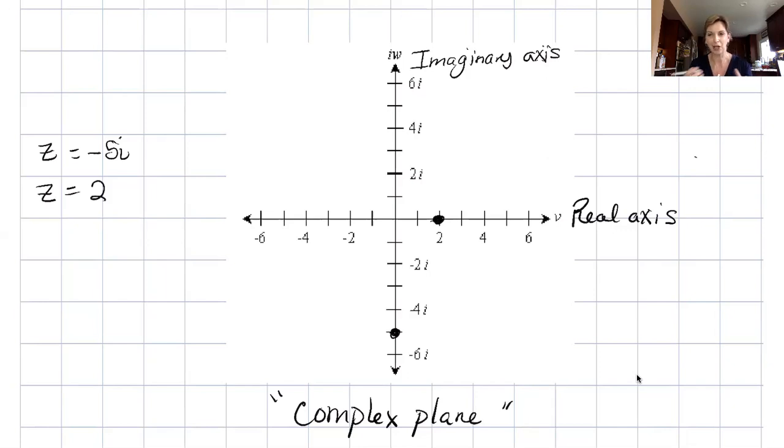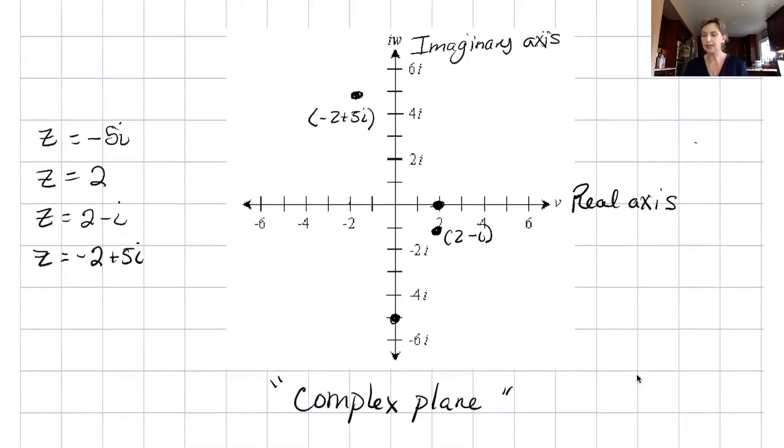Now let's do somewhere it's a combination of both real and imaginary. So we'd like 2 minus i. Then you would go over to 2 on the real axis and then down to negative i for the imaginary part. So that'd be 2 minus i. Or let's try another one, negative 2 plus 5i. Negative 2 for the real part, positive 5i for the imaginary part, means you go over to negative 2 and then up to 5i for the imaginary part. So that would be negative 2 plus 5i. And it's really that simple, right?